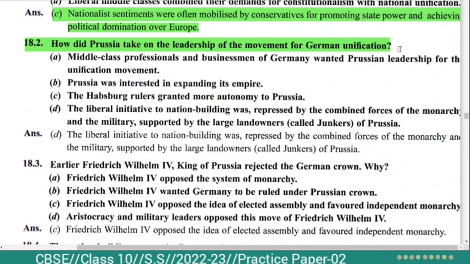D. The liberal initiative to nation building was repressed by the combined forces of the monarchy and the military, supported by the large landowners called Junkers of Prussia. Here the correct answer is option D. How did Prussia take on the leadership of the movement for German unification? The liberal initiative to nation building was repressed by the combined forces of the monarchy and the military, supported by the large landowners called Junkers of Prussia.